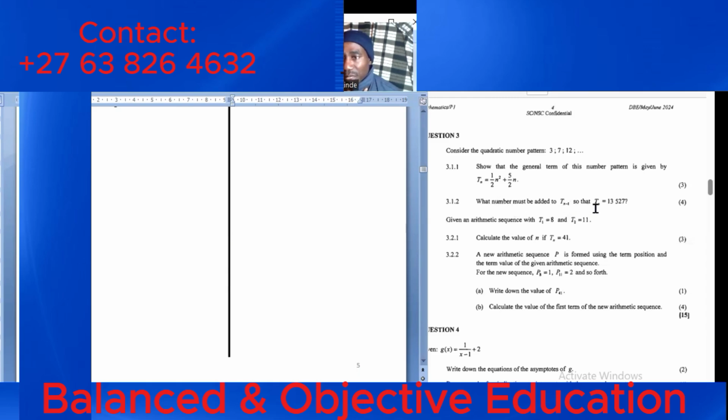Okay, question 3.1.2. It said, what number must be added to Tn minus 1, that is the second to the last term, so that the value of Tn will be equal to 13,527? So what we can do here is to look at the Tn expression by itself.